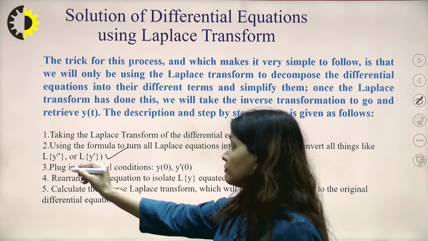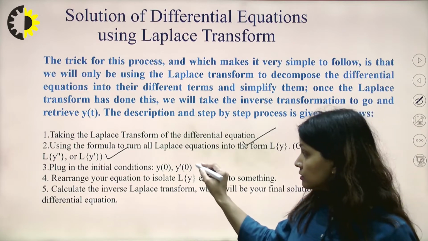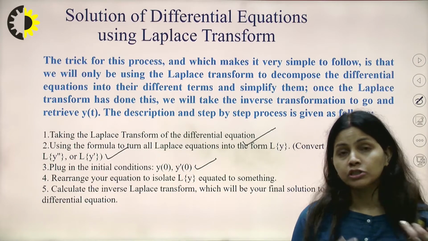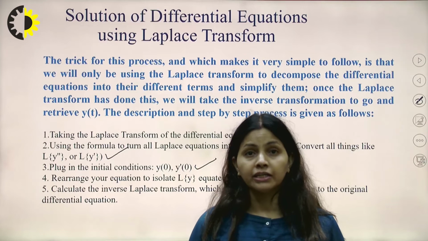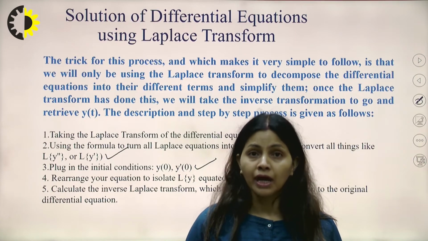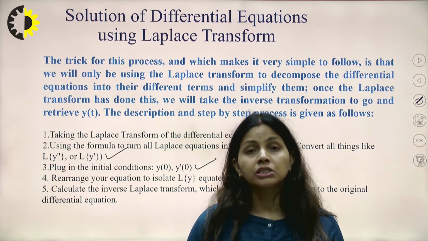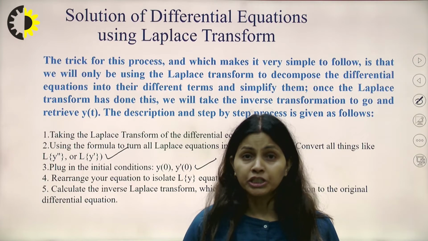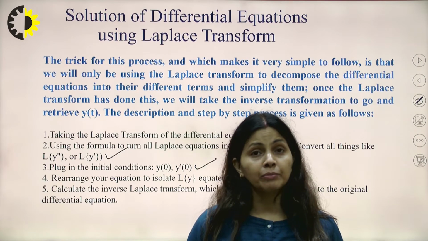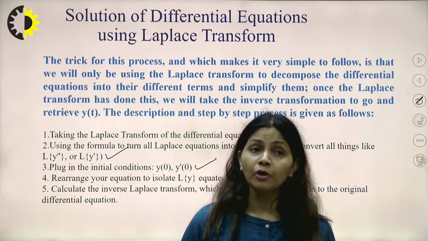Then we will insert the initial conditions, like what was the value for the function y(t) or the output at 0, or 0 minus or 0 plus, just before the 0 and just after the 0 value. So those initial conditions will be imposed while solving the differential equation. That would be the second step.